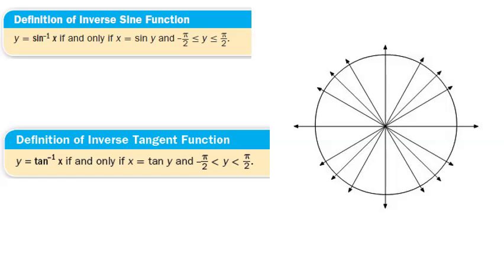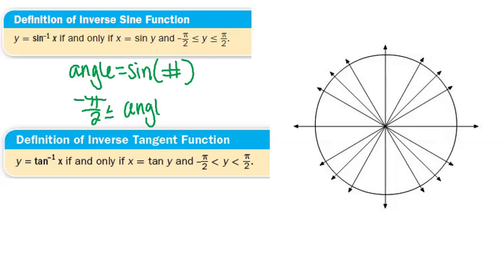So here are our formal definitions of inverse sine and inverse tangent. In the first one, y is equal to sine inverse of x if and only if x is equal to sine of y and y is between negative pi over 2 and pi over 2. So remember, the sine inverse gives us the angle. If we were to write it out in words, we would say an angle is equal to the sine of a number. And the angle has to be between negative pi over 2 and positive pi over 2.